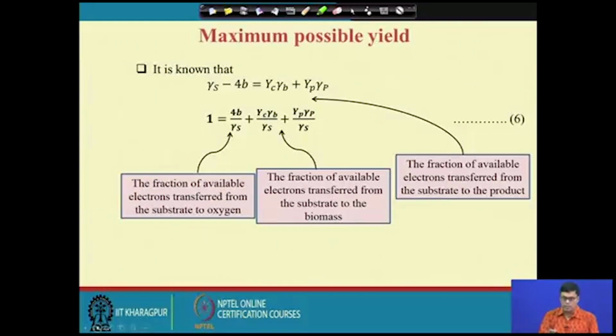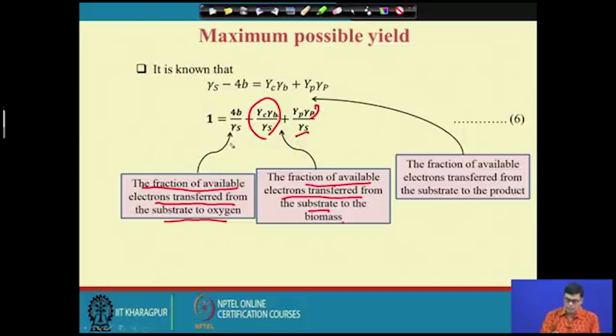Now, again if we divide both sides by gamma S, we will get it like this. Now 4B by gamma S is considered as the fraction of available electrons transferred from substrate to oxygen. Similarly, we consider the fraction of available electrons transferred from substrate to biomass. This is biomass and this is product. So again, this is the fraction of electrons transferred from substrate to biomass.